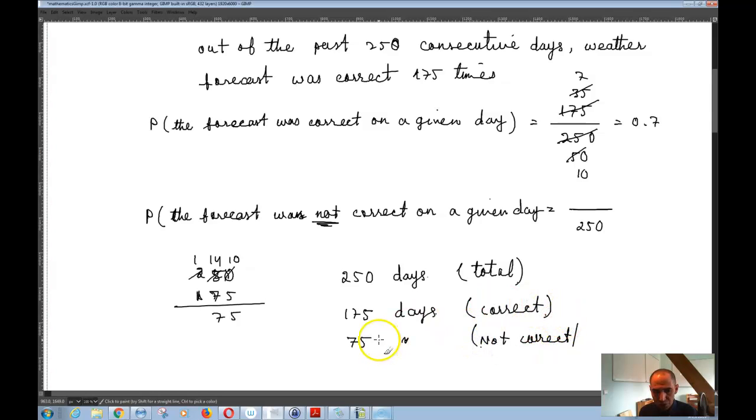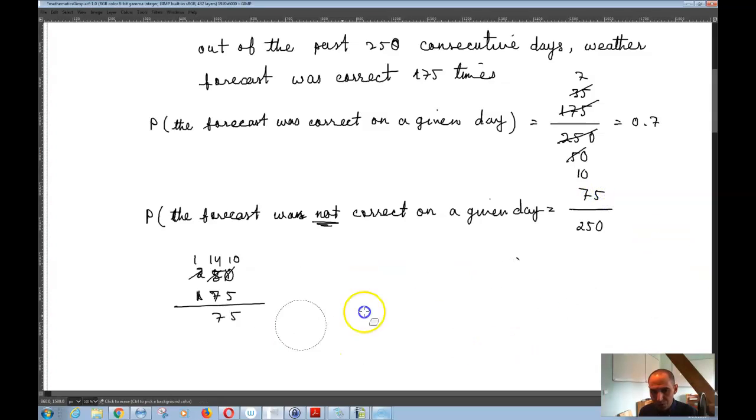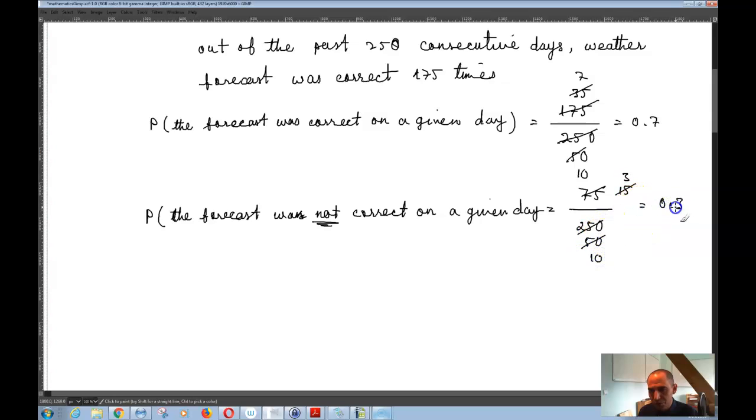So I can write here 75 divided by 250, which is equal to... dividing 75 by 5 gives 15, and dividing 250 by 5 gives 50. Divide by 5 again, you'll get 3, and 10, so 3 tenths, which is equal to 0.3. And as you can see, 0.7 plus 0.3 is equal to 1.